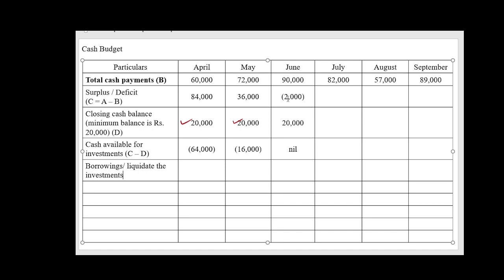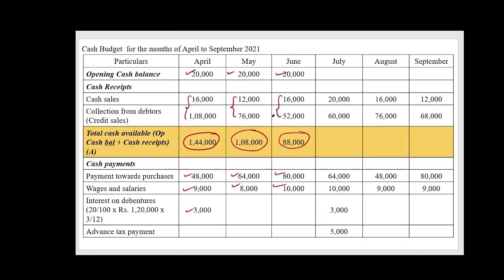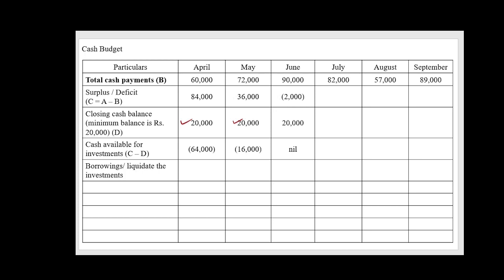I'll repeat. The total cash available for the month of June is 88,000. The business has to pay 90,000. That means it is already falling short of 2,000 rupees, plus it has to maintain a minimum cash balance of 20,000. So how much will the business have to borrow in the month of June? Only if it borrows 22,000, it can pay back this deficit and then maintain 20,000 rupees as minimum cash balance. Remember, borrowings means money comes in, as such this figure is a plus sign. 22,000 is a plus sign.